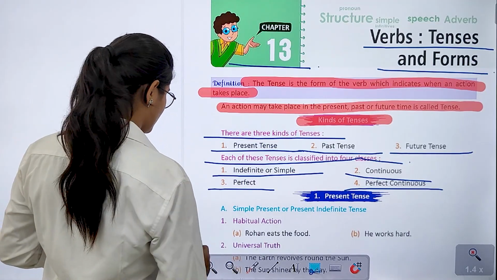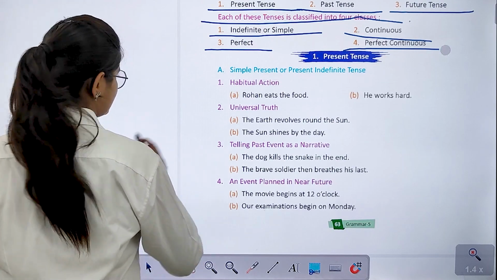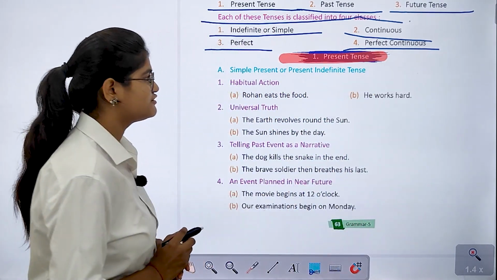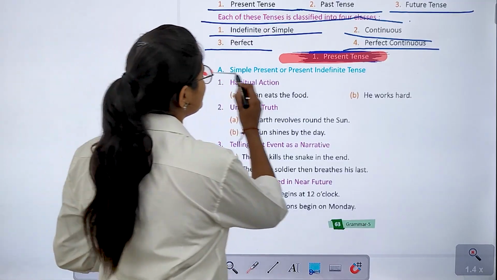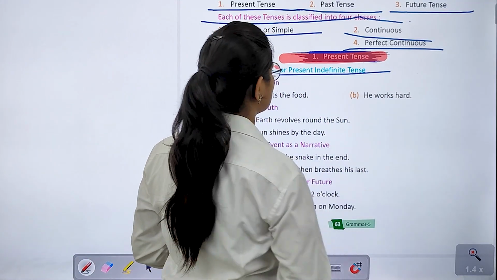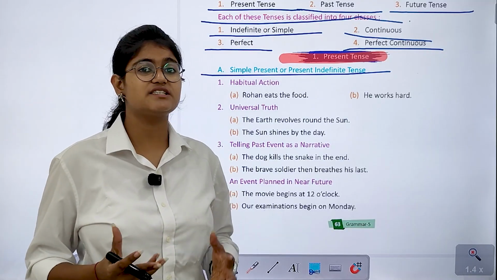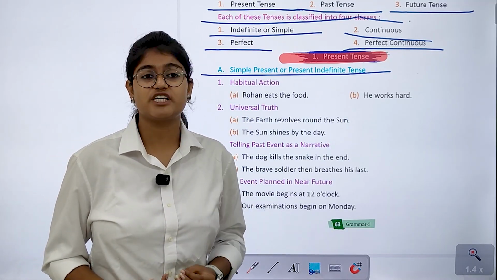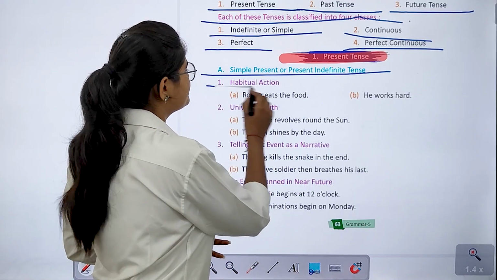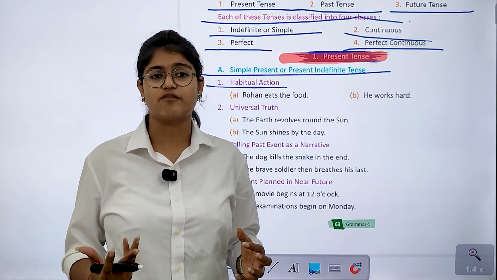Right? So for the very first topic we have the present tense. So let's read about the present tense first of all. The very first is simple present or present indefinite tense. तो simple present और present indefinite tense की यहाँ पर बात हो रही है. So अब ये कहाँ यूज़ किया जाता है, right? The first is habitual action, whenever we are denoting some kind of habit of a person.